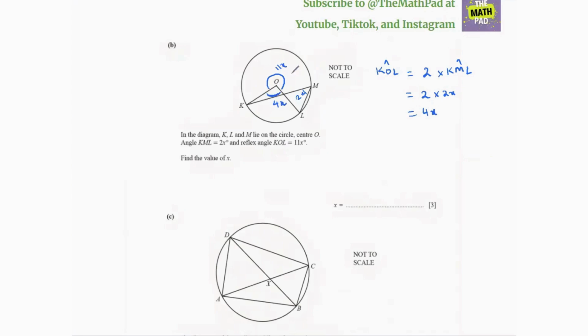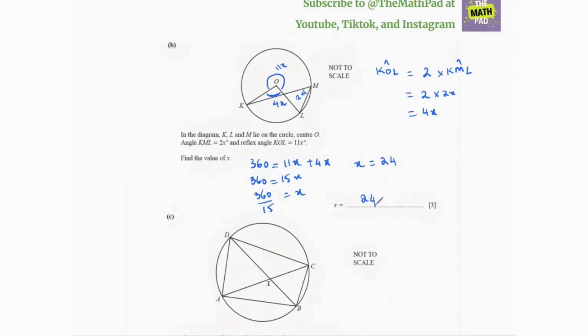So KOL, the reflex angle, plus KOL, 4x, both of them add up to 360 because it's making a full circle. So 360 equals 11x plus 4x, which is 15x. And then we do 360 divided by 15, and that gives us a value of 24. So the value of x is 24.